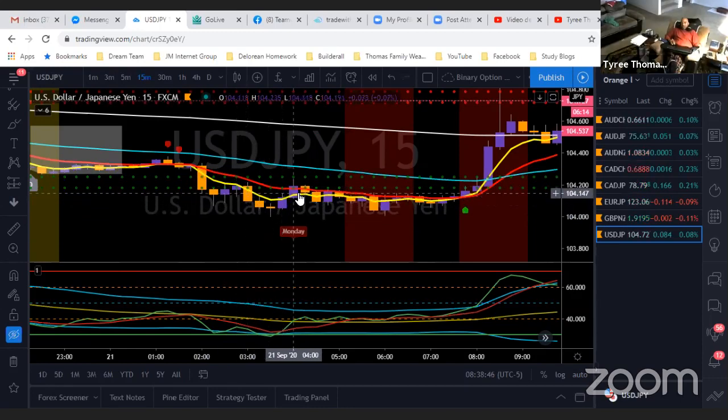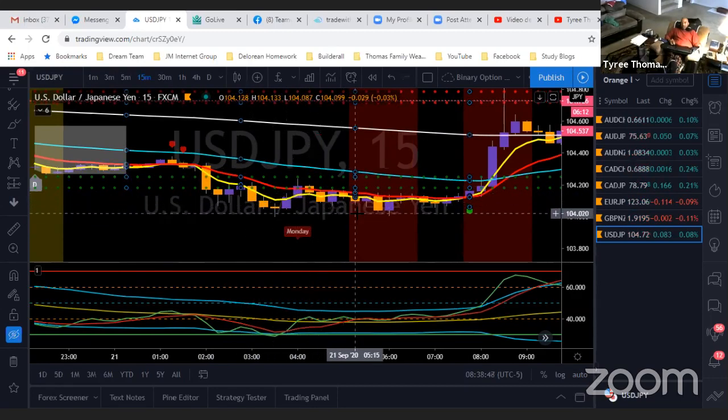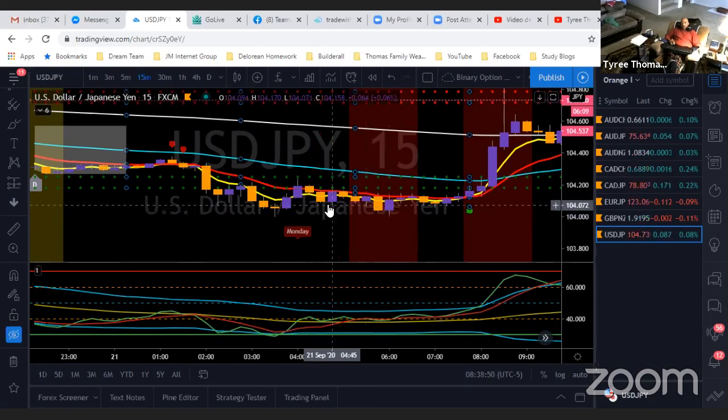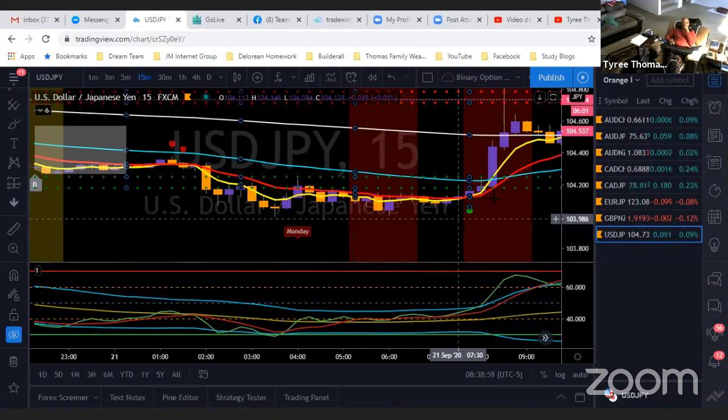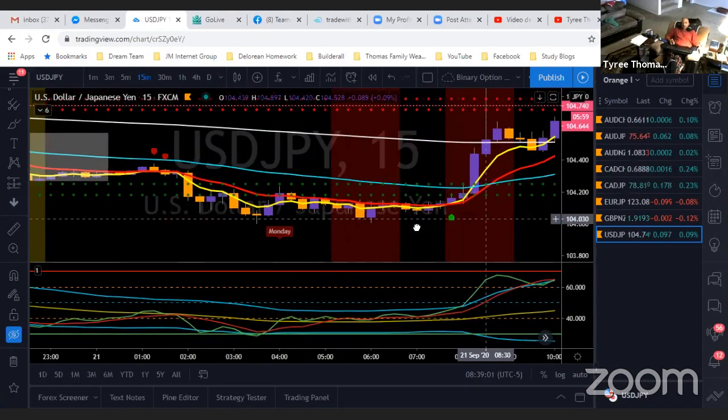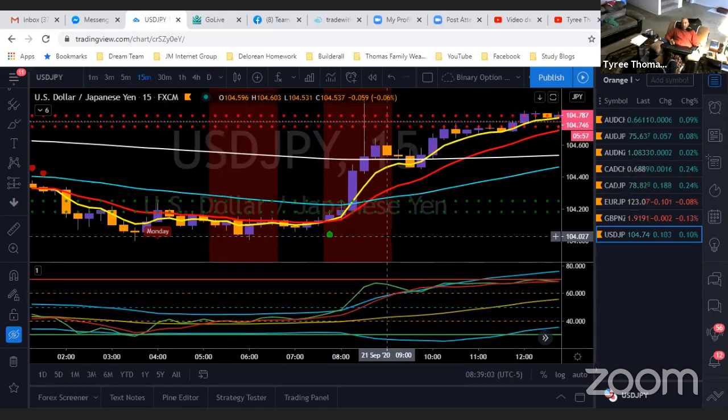Then it came back up, and then it vectored down again. This was lower than this low. So that's the last leg of the W. If you see, it did not break below that other leg. So that was your W. Then it took off and went up. That's your classic vector.